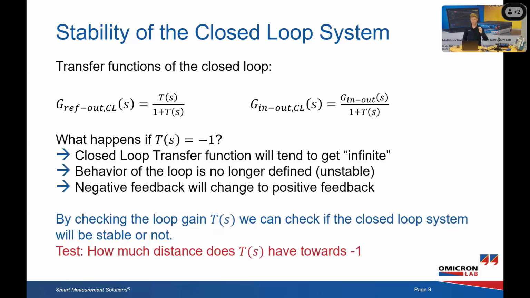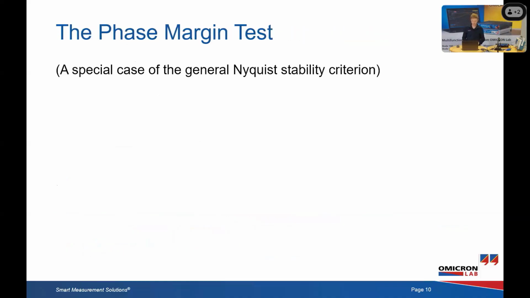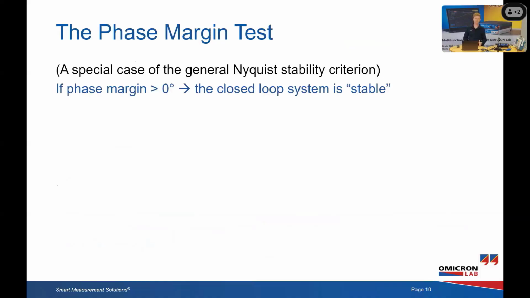So by looking at the loop gain, we can check if the closed loop system will be stable or not, and one way to check is how far away is the loop gain from that positive feedback point, also called the critical point. And this test is also called the phase margin test. It's a special case of the general Nyquist stability criterion, and it basically says if phase margin is more than 0 degrees, then the closed loop system is stable.